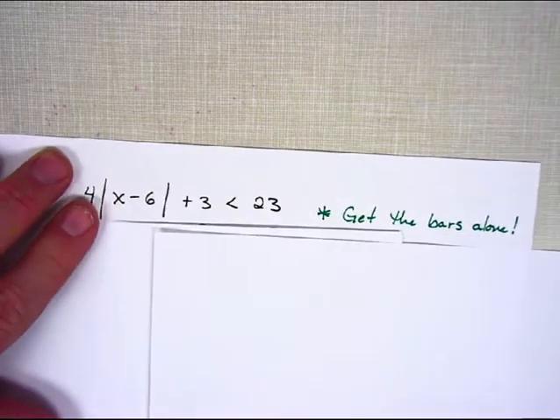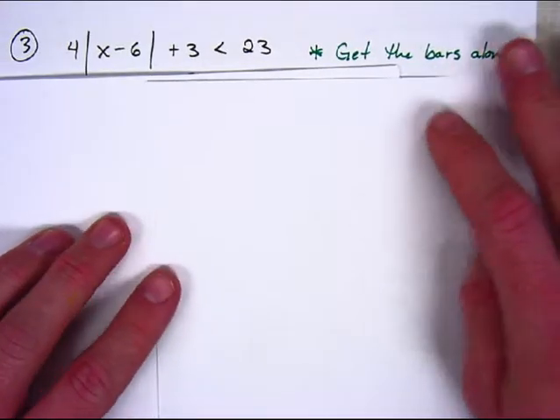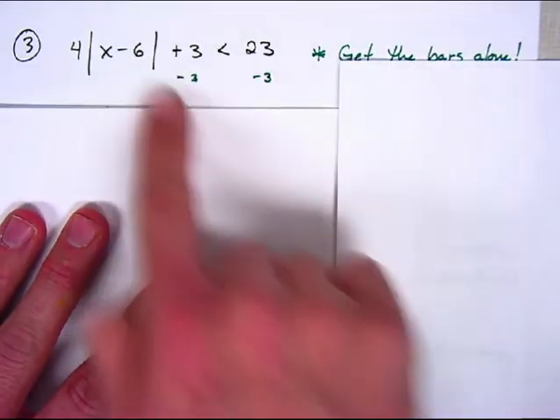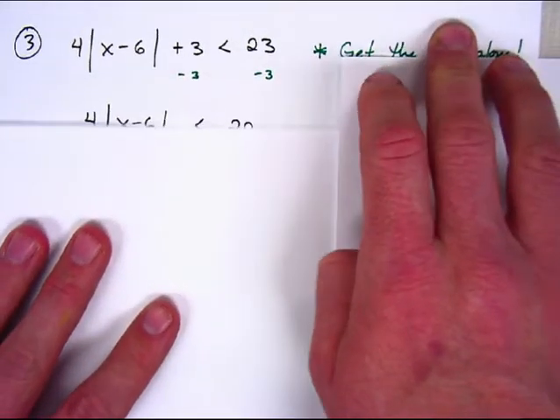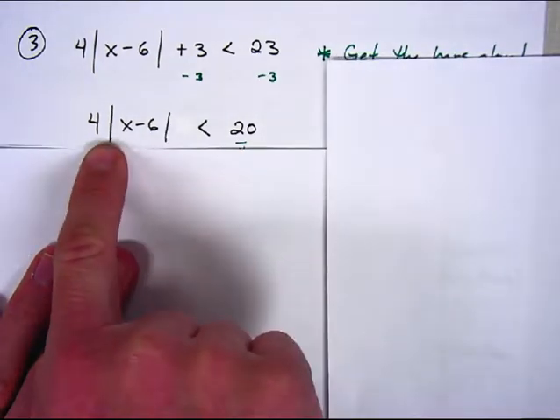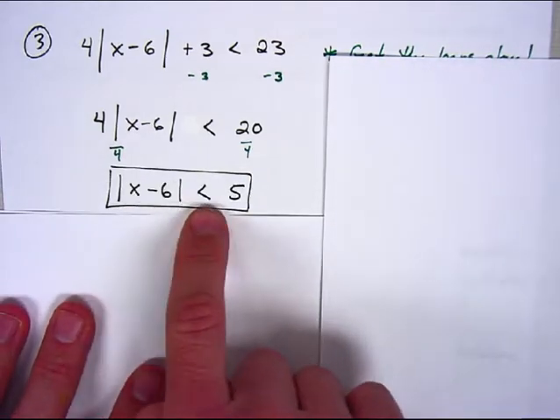The first thing you want to do on these kinds of problems is get the bars alone. So just use your normal algebra skills. First of all, subtract 3 from both sides, getting 4 times the absolute value of x minus 6 is less than 20. Then I want to get that 4 out of there. I'll divide by 4 on both sides and hopefully get the absolute value of x minus 6 is less than 5.